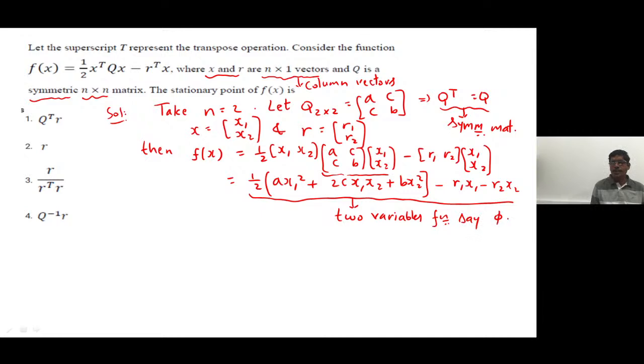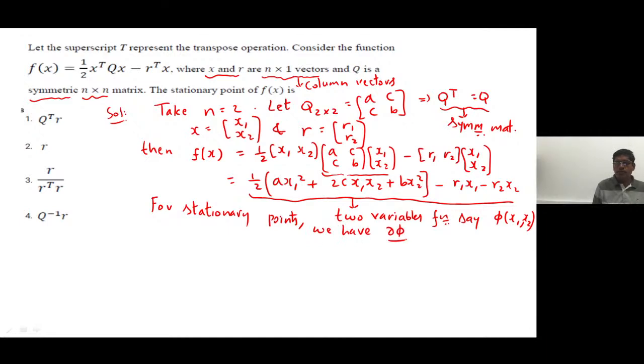Say phi of x1, x2. I want to denote these two variables as the function phi(x1, x2). For stationary points, here x is an unknown column matrix, and R1, R2 are fixed constants. A, B, C, R1, R2 are all constants. For stationary points, what is the necessary condition? The first derivatives are equal to 0, partial derivatives, because it is a two variable function.